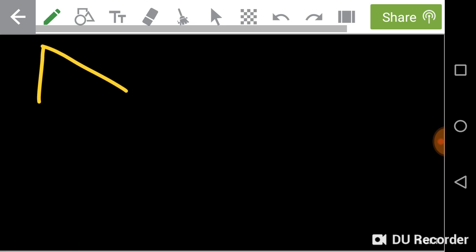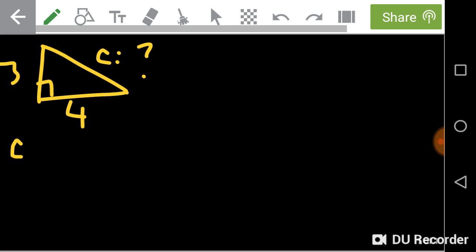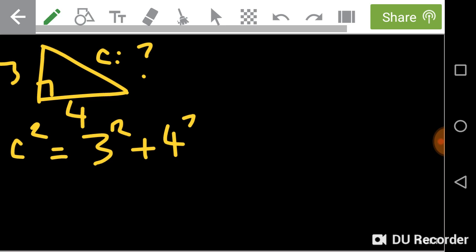If we have a right angle triangle and the lengths of the sides are given as 3 cm and 4 cm, and the longest side, referred to as the hypotenuse c, is missing, not given in the problem, we find it by using the Pythagorean theorem. We know the next line would be c square, which equals 3 square plus 4 square.